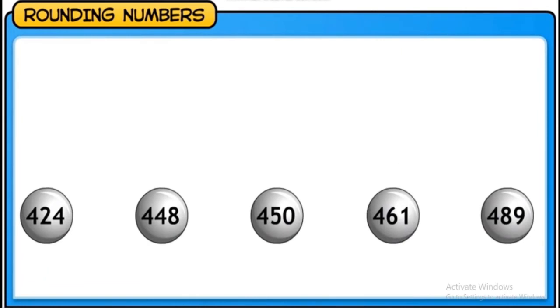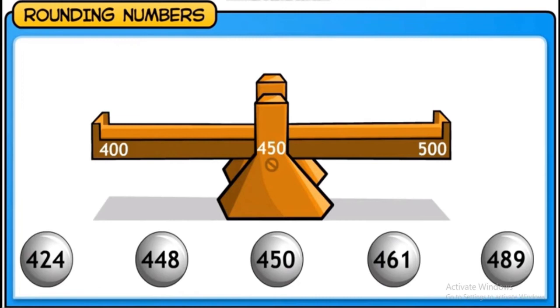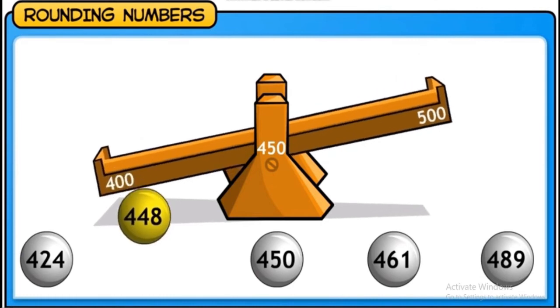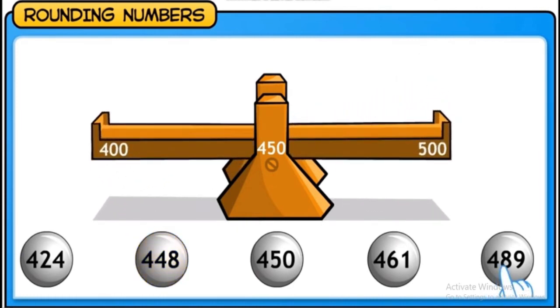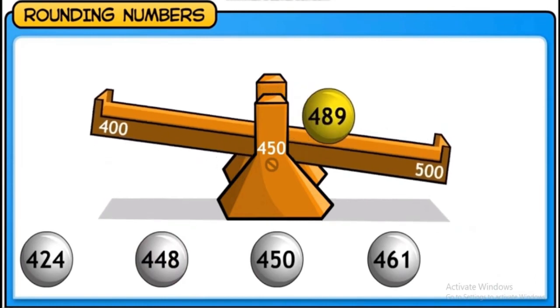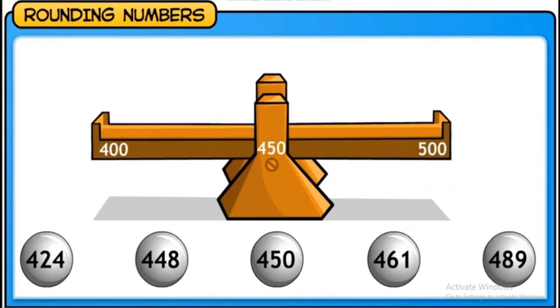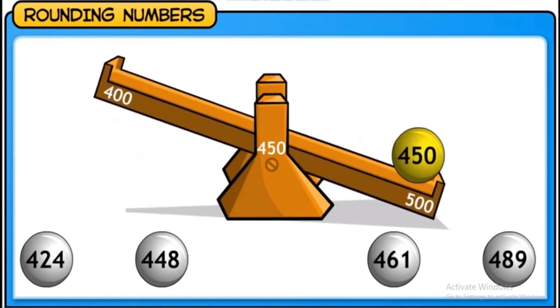Here are some numbers. Click each number to see whether it is closer to 400 or 500. This number is closer to 400. This number is closer to 500. 450 lies midway between 400 and 500. But it is considered closer to 500.